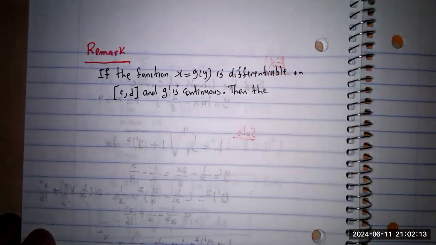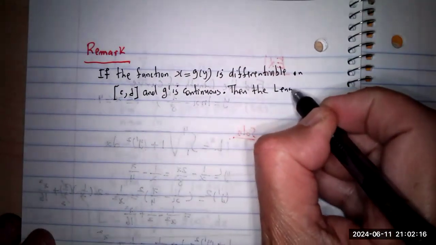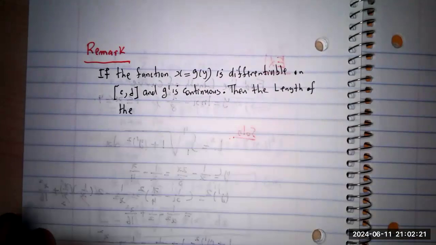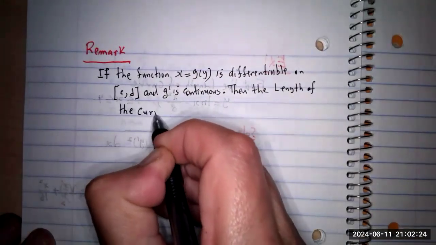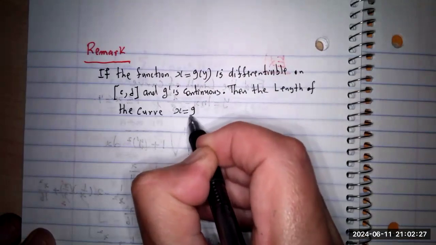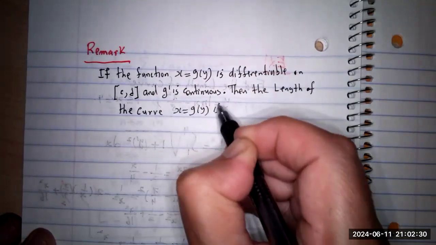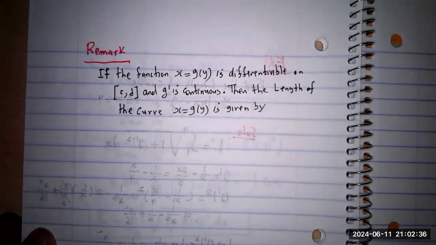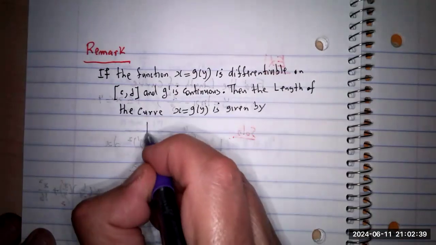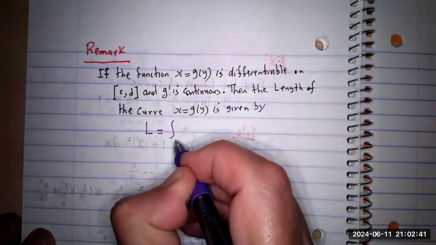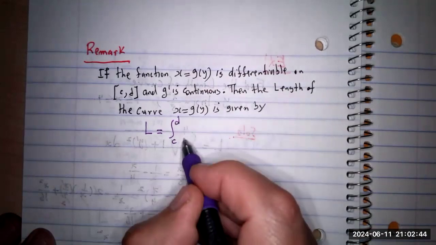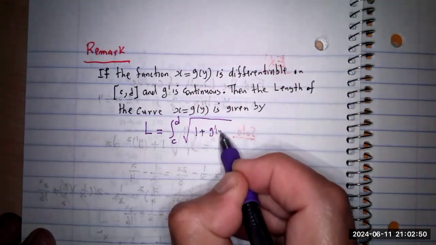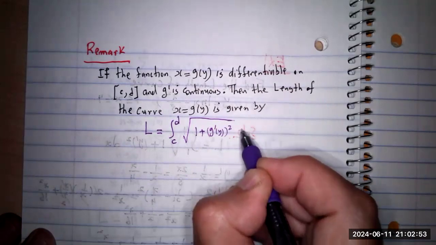the arc length, or the length of the curve, your curve x equal to g of y, is given by this one. The arc length is equal to the integral from c to d of the square root of 1 plus g prime of y all squared. But you have to integrate with respect to y.